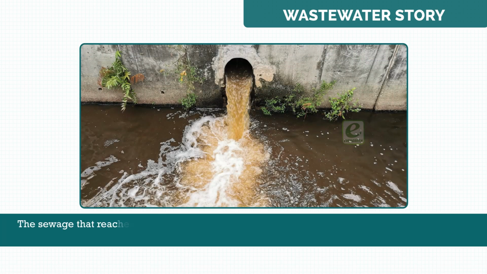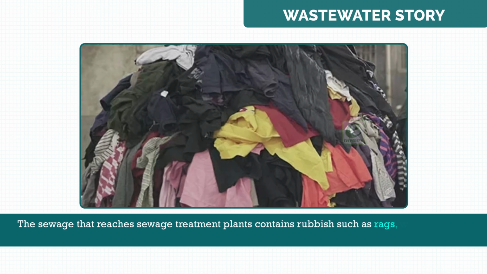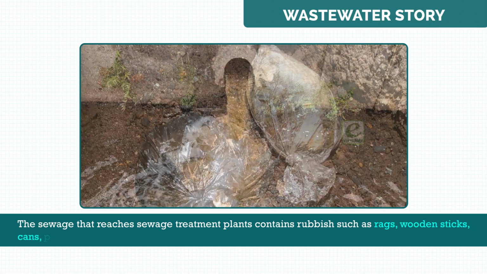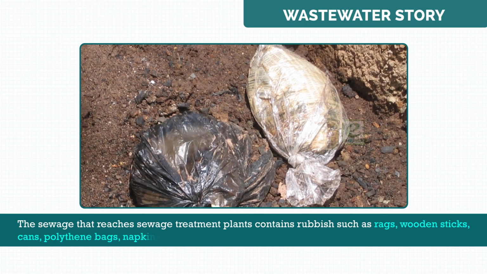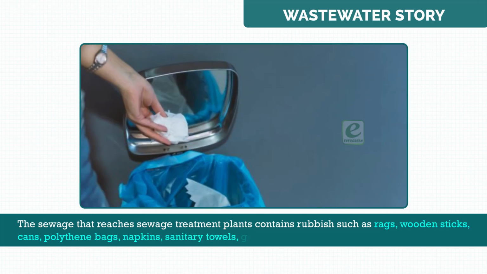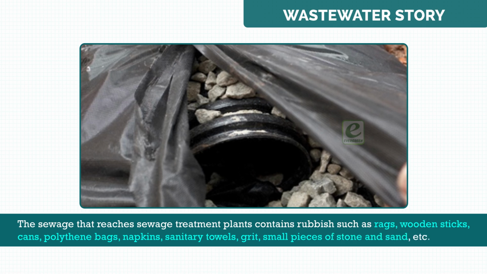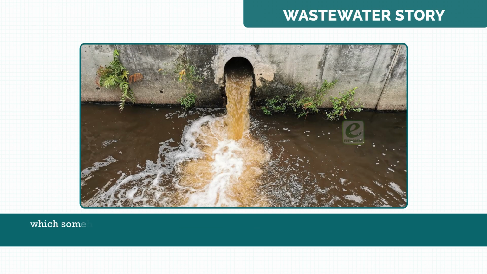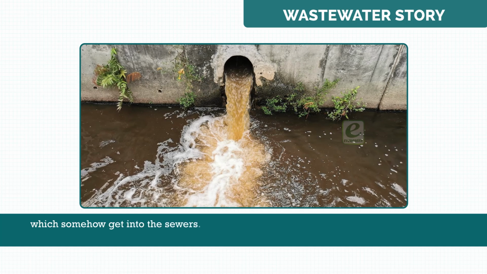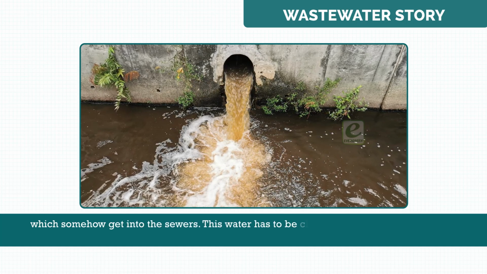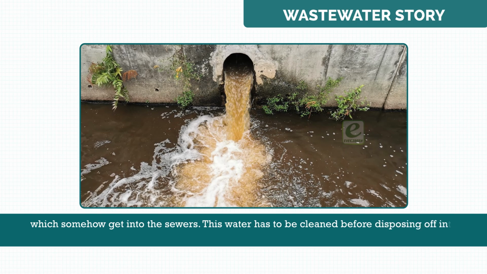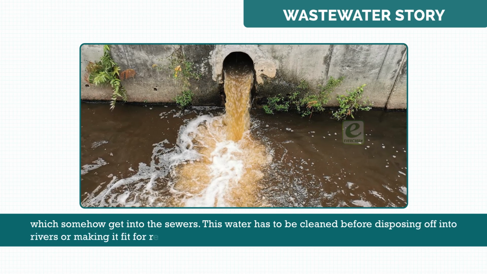The sewage that reaches sewage treatment plants contains rubbish such as rags, wooden sticks, cans, polythene bags, napkins, sanitary towels, grit, small pieces of stone and sand, etc., which somehow get into the sewers. The water has to be cleaned before disposing of into rivers or making it fit for reuse.